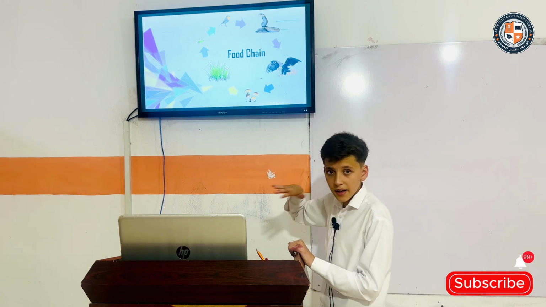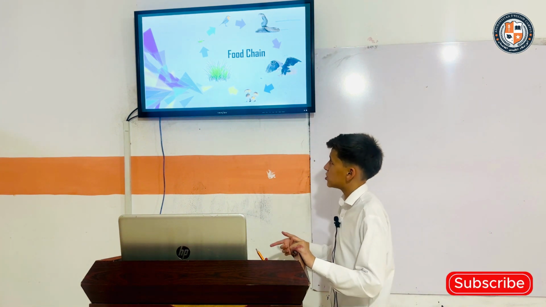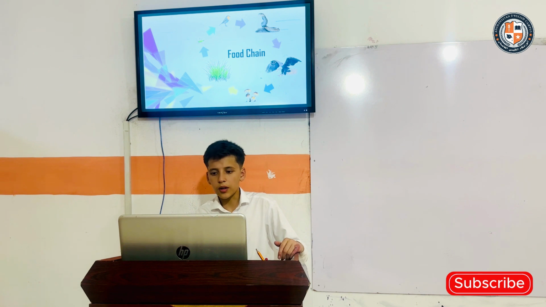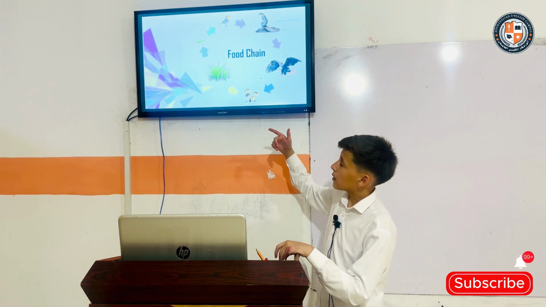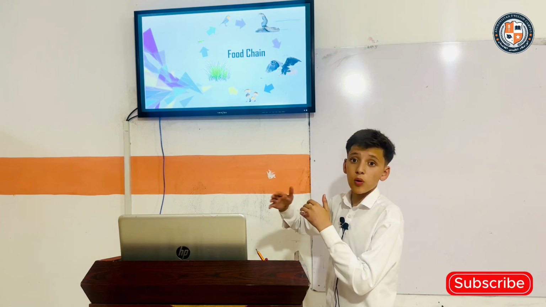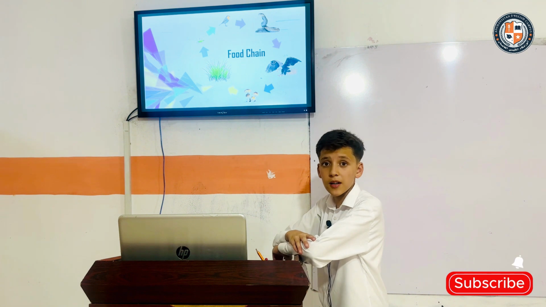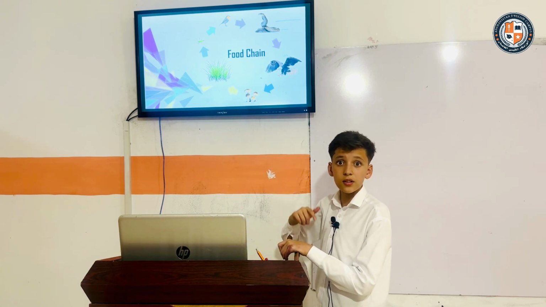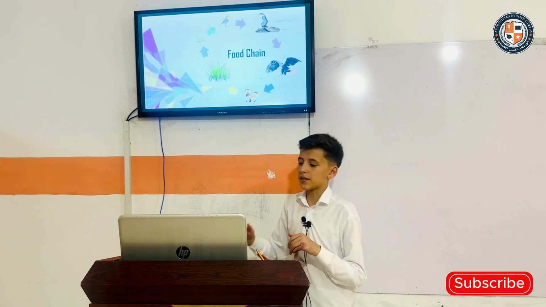Then when the eagle dies, it is decomposed by fungi. Then the circulation keeps going on. And one important thing about it is that the more consumers are added to the food chain, the energy will get lesser and lesser. For example, the energy that the grasshopper has absorbed from grass is decreased, and then when the grasshopper is eaten, the energy is again decreased. So the energy keeps decreasing.